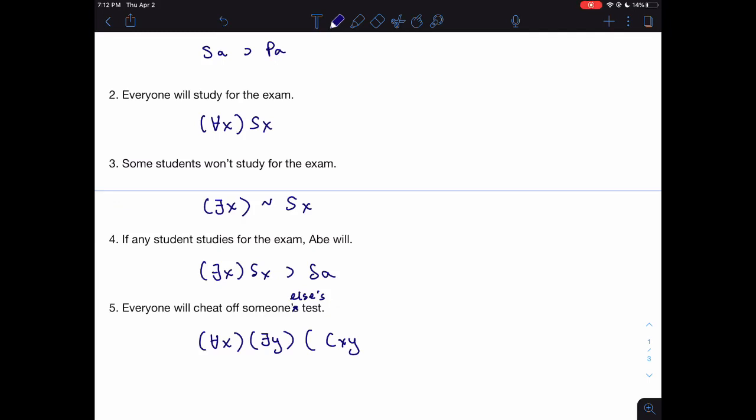So we would keep the beginning the same. For all x, there exists a y such that x cheats off y's test, and we're going to use the special identity predicate that we talked about in lecture, which allows us to specify among variables or names what the identity relation between them is. So we want to say that x is not identical to y. So this allows us to be clear that x and y are different people.